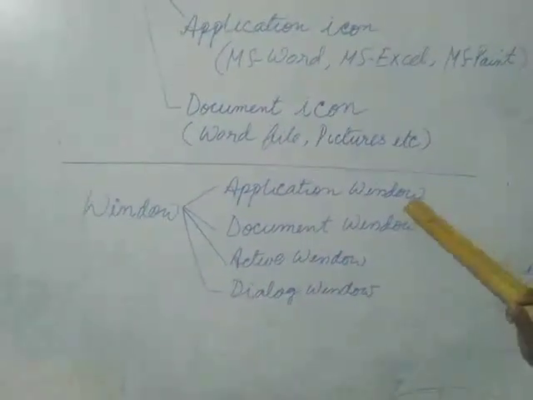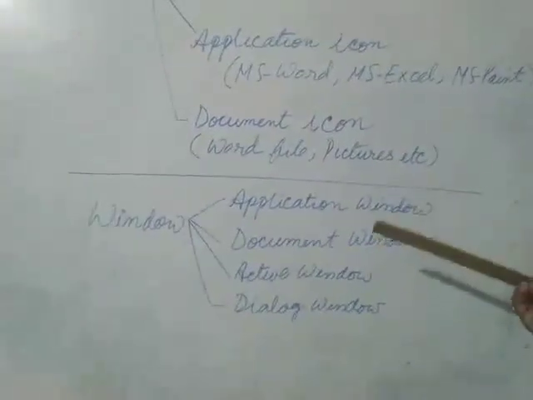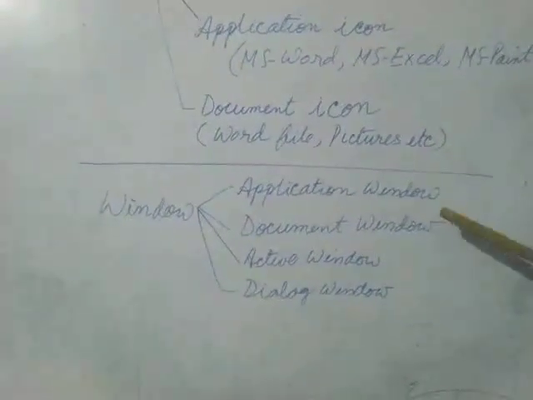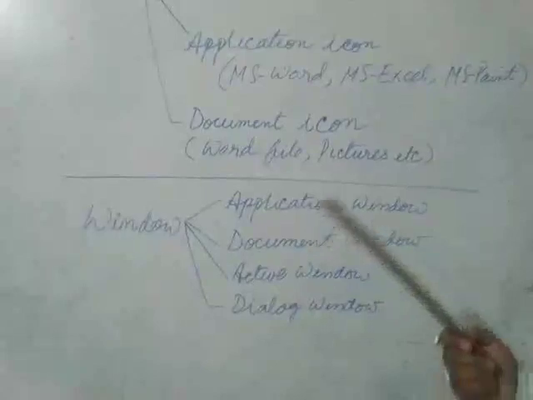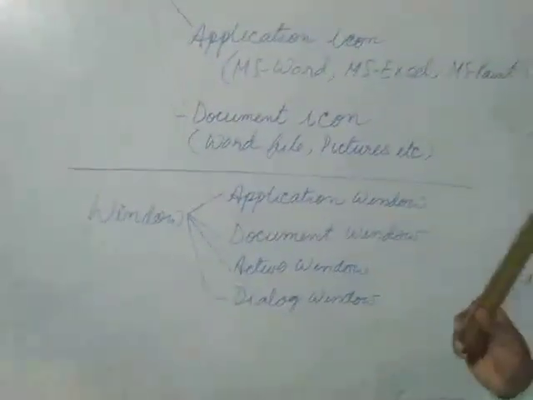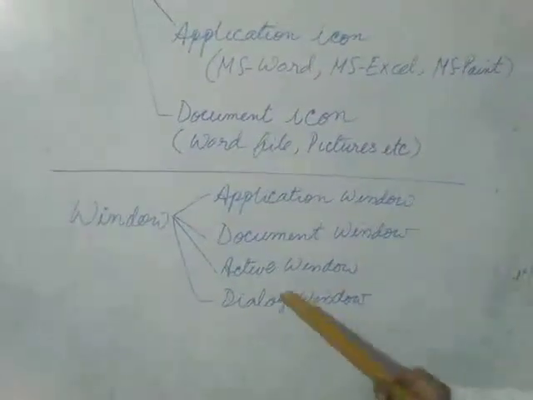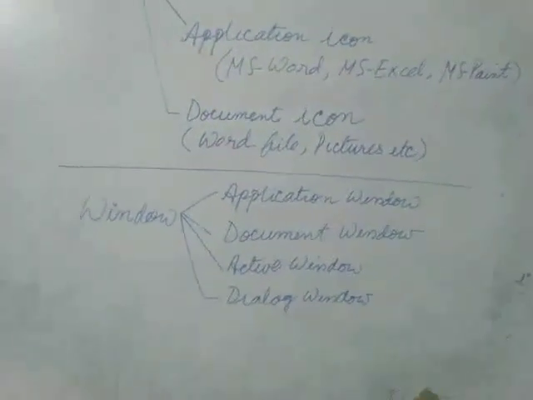Next is active window. Suppose you have opened four applications at the same time, like MS Word, MS Excel, MS PowerPoint. Whichever application you want to work on at that moment, you click on the title bar, and that particular window becomes active; that application is known as the active window. The last one is the dialog window. Dialog window refers to this, where you can make any kind of personal changes, or increase or decrease the thickness, the font size, the superscript, subscript, etc.